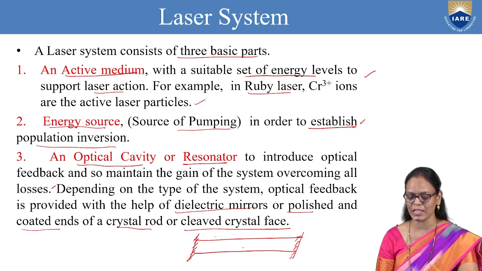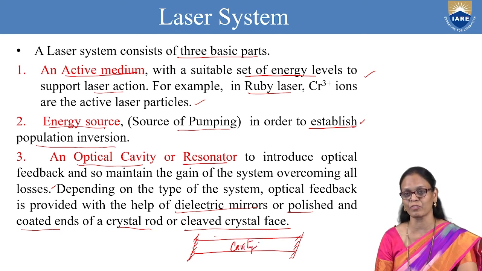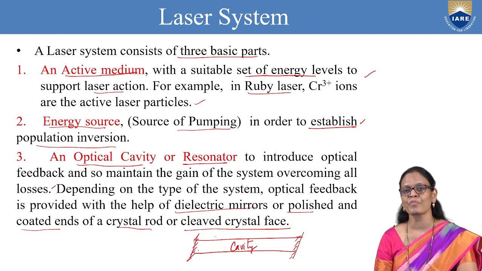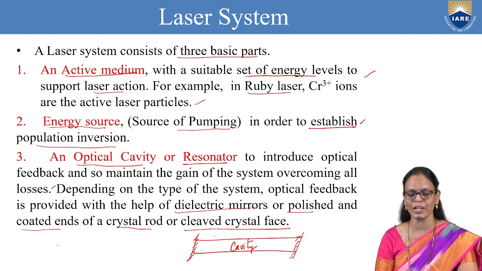Now, if you see, this is the cavity. I say this is the optical cavity where we take the active medium. But this is kept enclosed in a tube which has two mirrors at the end. So these are dielectric mirrors or polished. What happens because of this? There will be an optical feedback, or we call it a resonance that happens, because of which they gain the energy and we get laser.